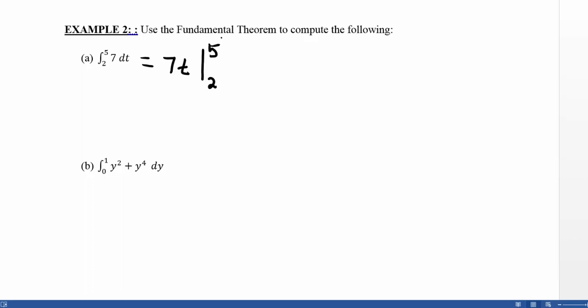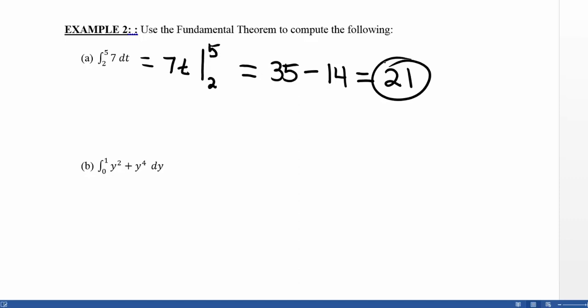So what I'm going to do now is I'm still going to follow the fundamental theorem in order, and I'm going to plug in the upper bound minus the lower bound. When I plug in the upper bound, I have 7 times 5, because I'm plugging into where t is, which gives me 35, minus, now I'm going to plug in my lower bound of 2. 7 times 2 is 14. So I have 35 minus 14, and that's going to give me a value of 21. The good thing about this is I can certainly check my work on my calculator to make sure that I'm doing it correctly.